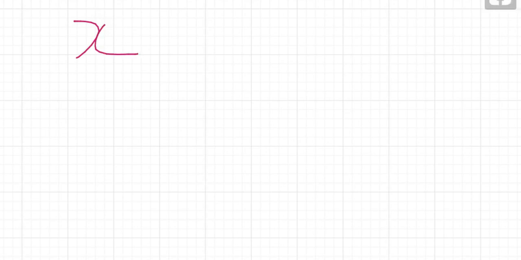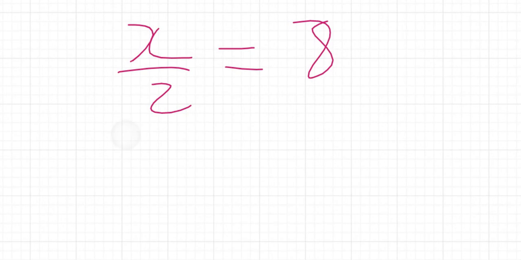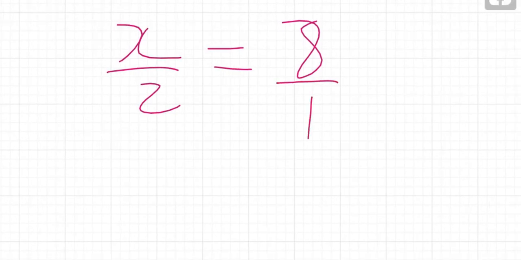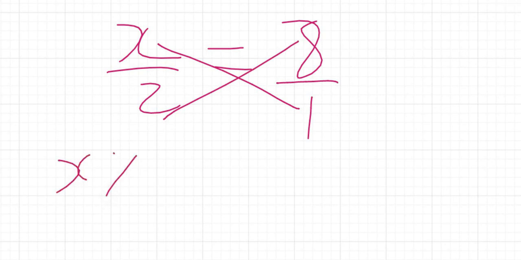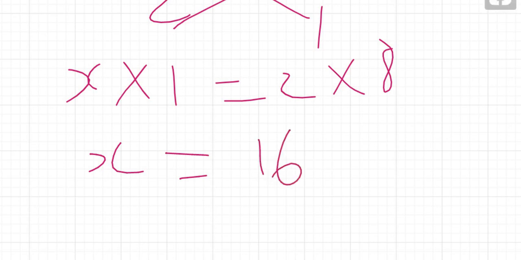Let's look at another one. What if I had x divided by 2 is equal to 8? This is asking, what number do I divide by 2 to get 8? We could say 16, but how do we prove it? We could actually do this 2 ways. We could create a fraction on this side and do what we call a cross multiplication and say x times 1 is equal to 2 times 8. And there we go. x times 1 gives us x, and 2 times 8 gives us 16.